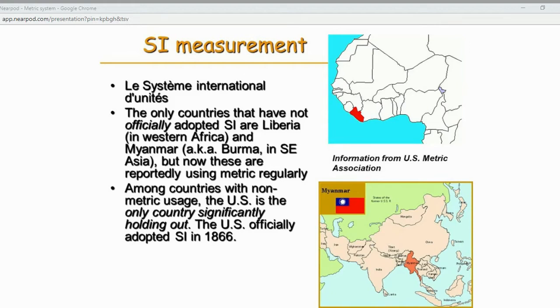Among those countries, the other 2 countries that you mentioned are using the metric system regularly. It's just not official yet. The United States, back in 1866, adopted the SI unit, but it has not gone into practice in this country very well, even though since I was young, they keep talking about converting everything to the metric system. So every other country in the world uses it.